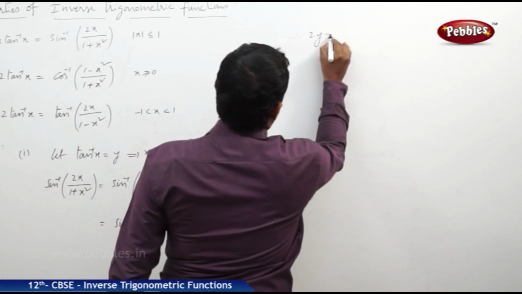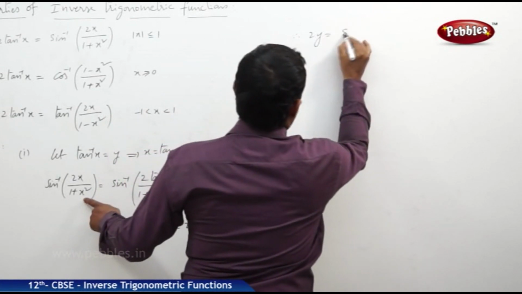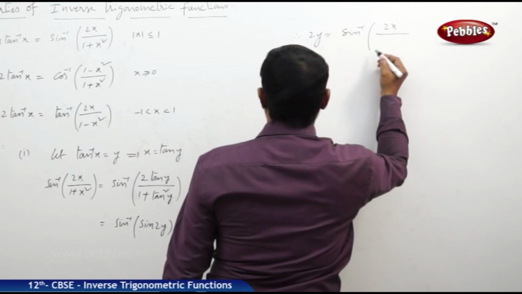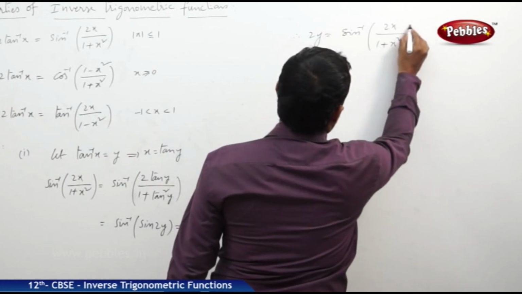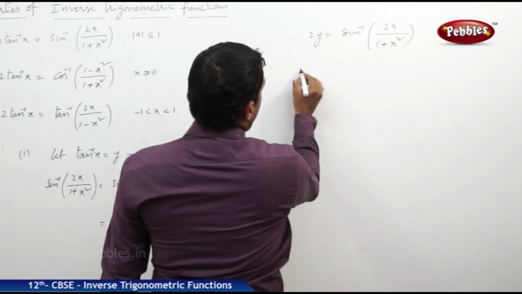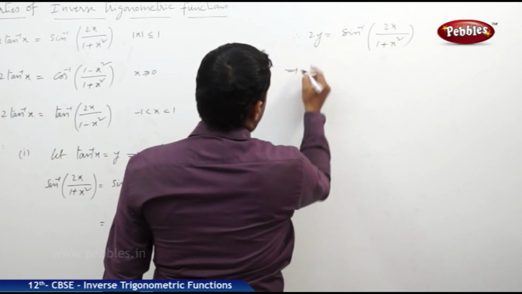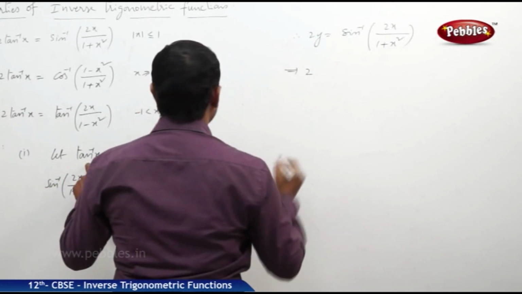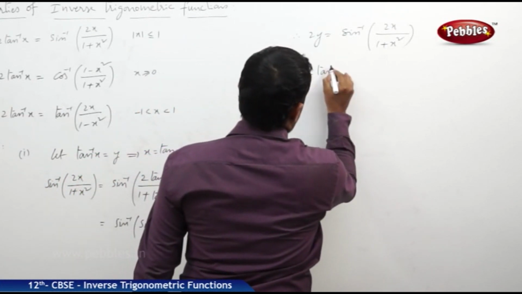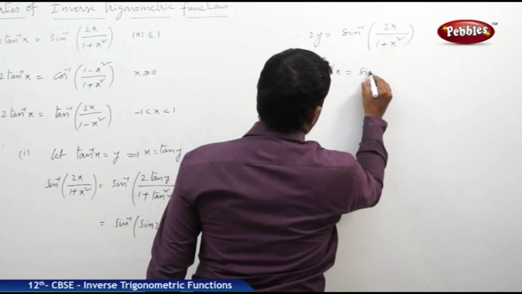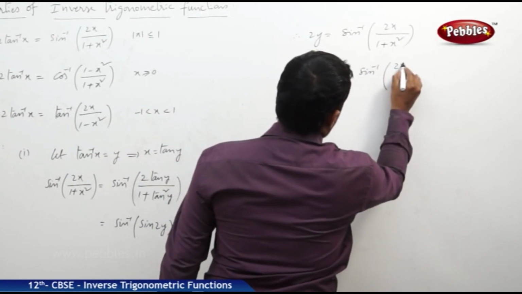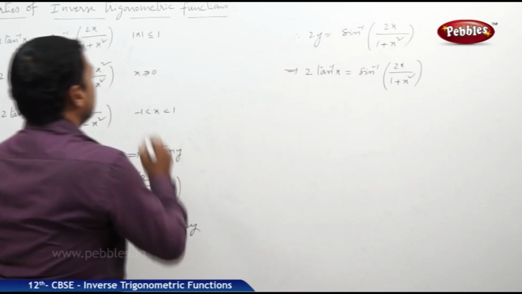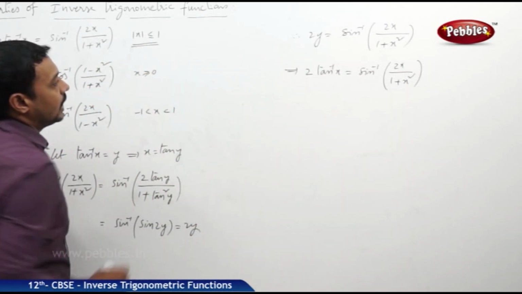Therefore 2y is equal to sin inverse of 2x by 1 plus x square. This implies 2 into, but what is y? y is equal to tan inverse x. So 2 tan inverse x is equal to sin inverse of 2x by 1 plus x square for every mod x less than or equal to 1.